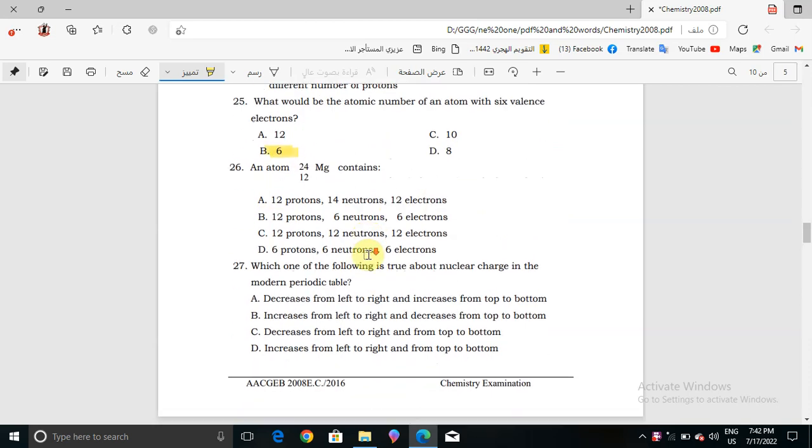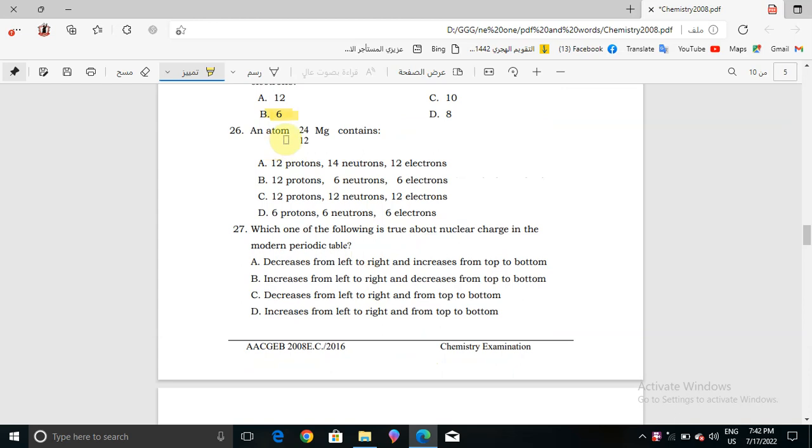Okay, now in question number 26, an atom that has 24 and 12 magnesium contains what? 12 protons, 14 neutrons, and 12 electrons, or 12. So the correct answer will be what? It will be C, which is 12 protons, here down 12 protons, and 12 neutrons, because 24 minus 12 will be 12, and 12 electrons, that is equal to also protons.